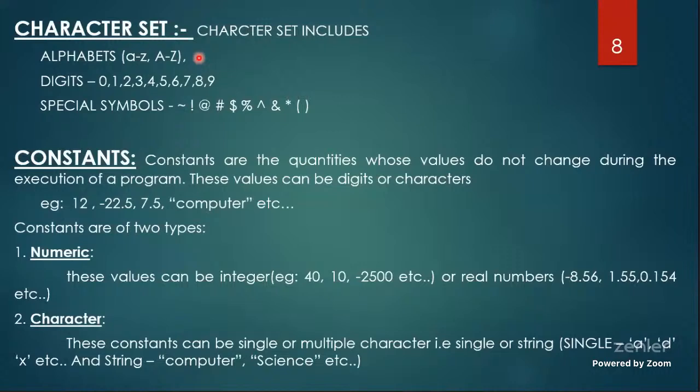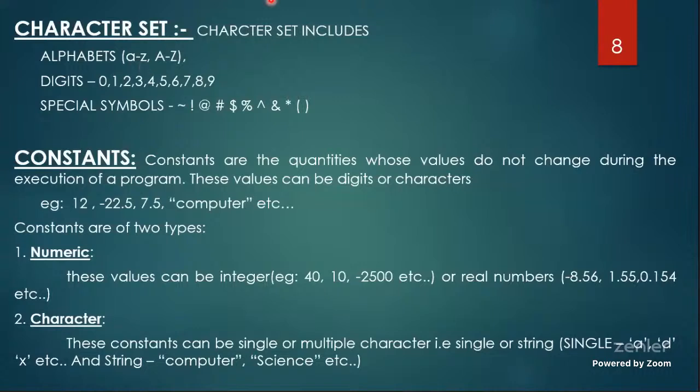First one is character set. Character set includes alphabets, digits, and special symbols. What is an alphabet? A to Z, you see it on the keyboard. Here A to Z includes small letters and capital letters. Please mute yourself, all of you. Capital letters and small letters will be treated as different. We will consider them as very different.